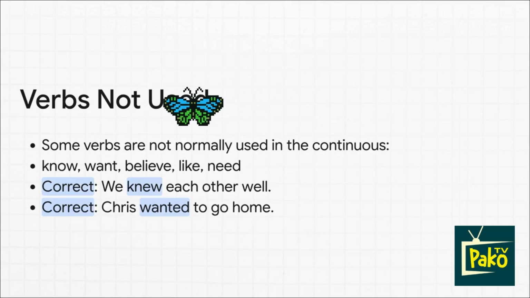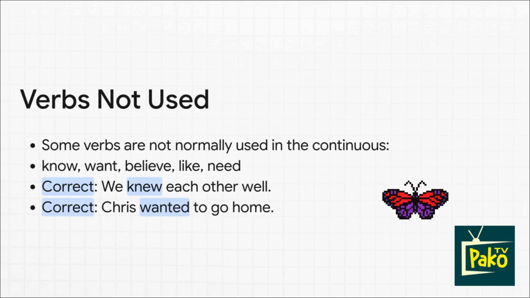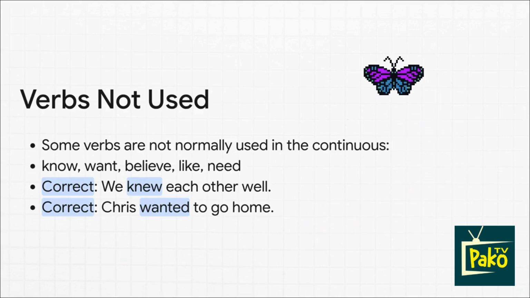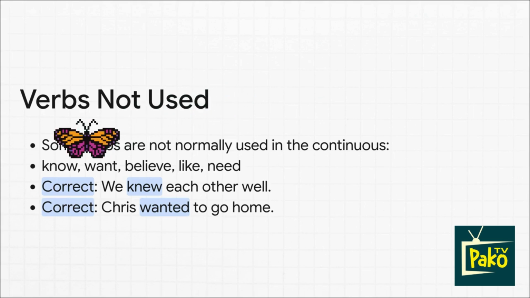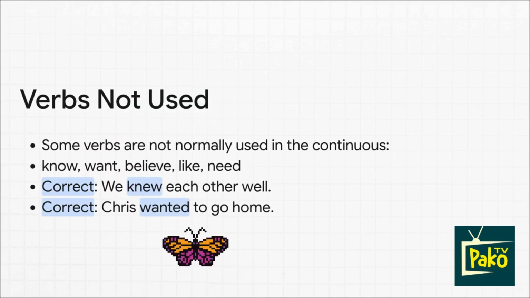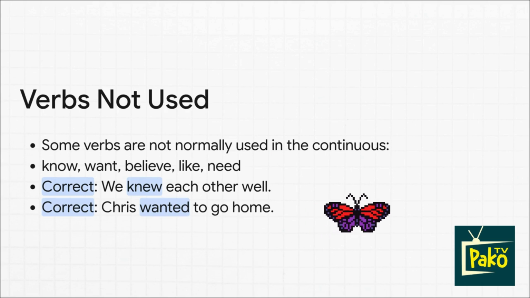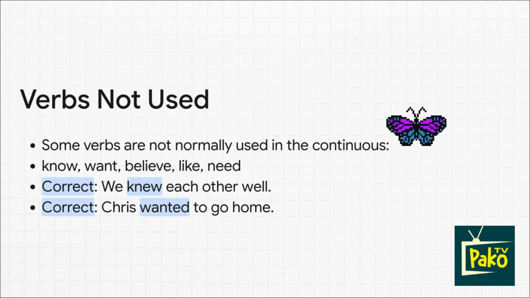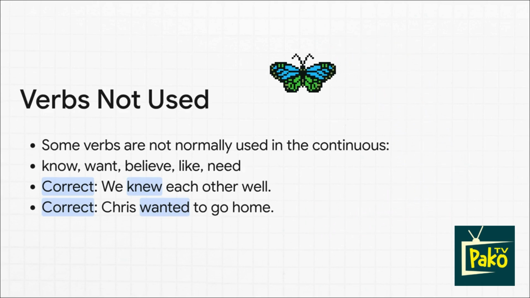Here's the deal. Some verbs don't really describe actions. They describe states. Think about words like know, want, believe, like, or need. You don't really do the action of knowing something. You just know it. It's a state of being. That's why we don't usually put them in the continuous form. You never say, we were knowing. You just say, we knew. Same reason we'd say, Chris wanted to go home, not that he was wanting to go home.